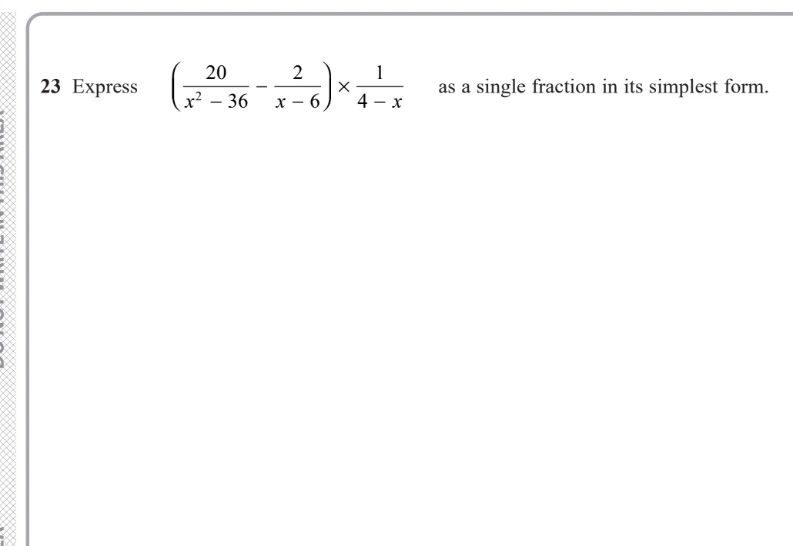23. Express 20 over x squared minus 36 minus 2 over x minus 6, times 1 over 4 minus x, as a single fraction in its simplest form. So we can start with that bracket, so subtract first. Now to subtract 20 over x squared minus 36 minus 2 over x minus 6.